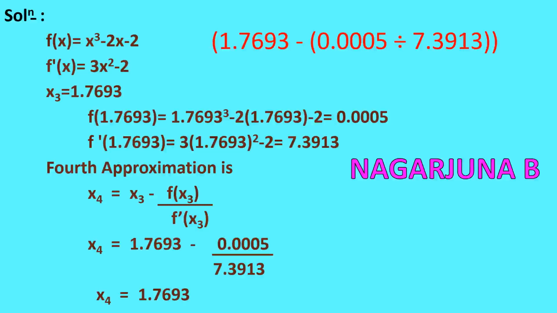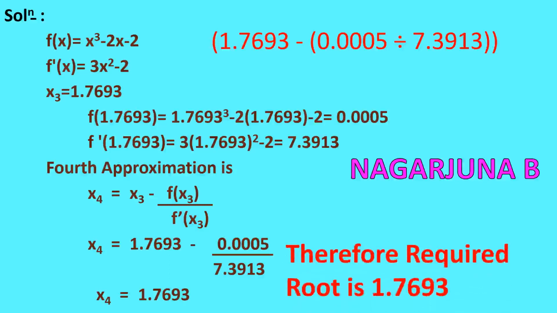And you can observe here x3 is 1.7693, x4 is 1.7693. That means now we have obtained the root which is the same up to 4 significant digits after the decimal point. Therefore, the required root is 1.7693, which is correct to 4 significant digits for the given equation x cube minus 2x minus 5.